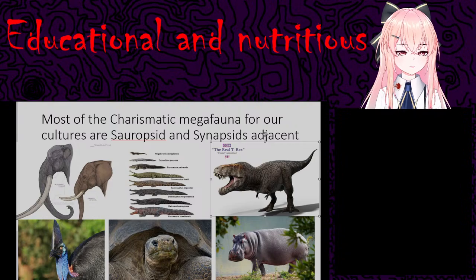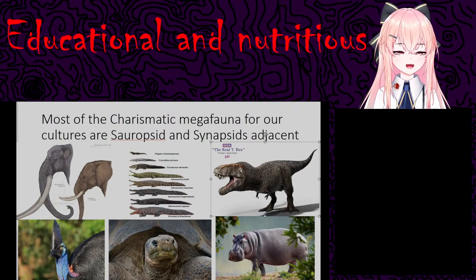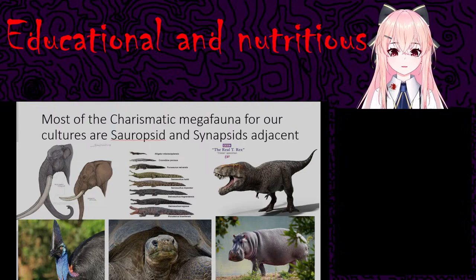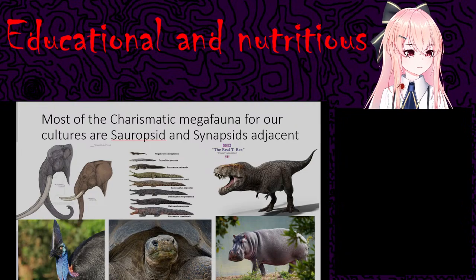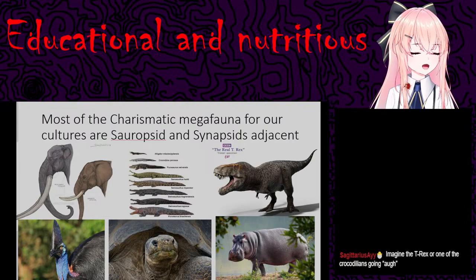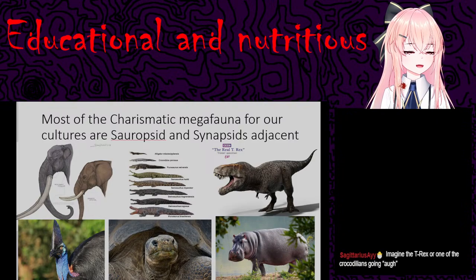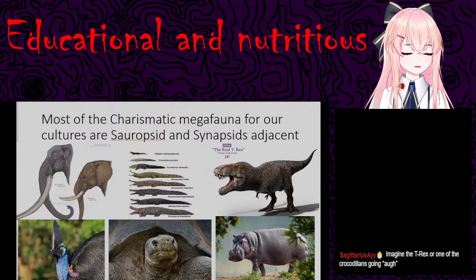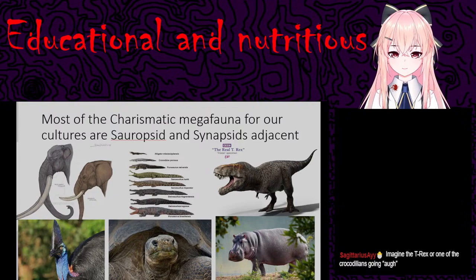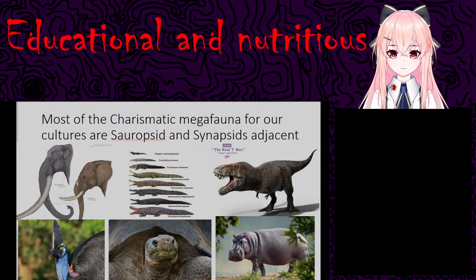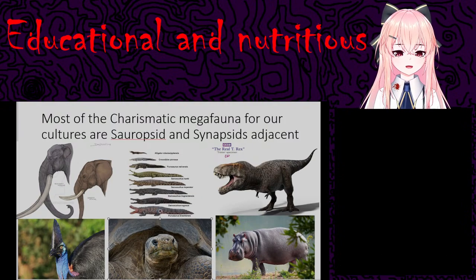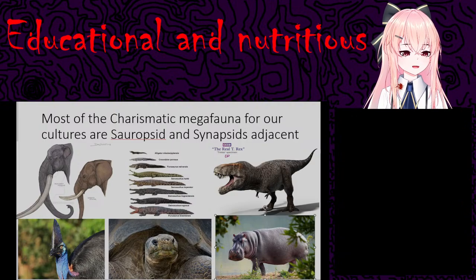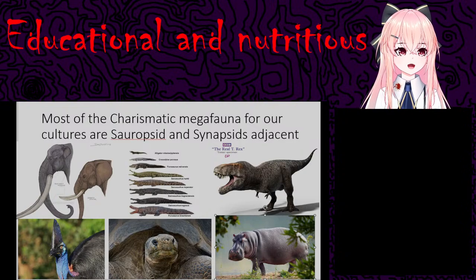That is really cool. But, you know, it doesn't have to include only animals from the past. Our megafauna is pretty cool too. Imagine the T-Rex or the crocodilians going, arr. Like in Banjo-Kazooie, the crocodiles that go, arr. But yeah, we have cassowaries, we have the hippopotamus. You're not going to tell me the hippopotamus is not charismatic, a megafauna, and not dangerous. The hippopotamus would have found its niche in the Jurassic.